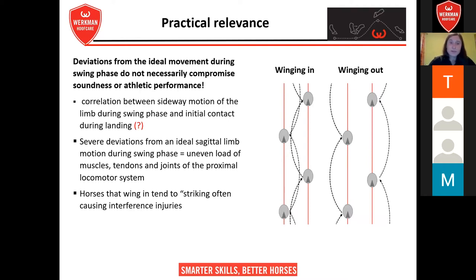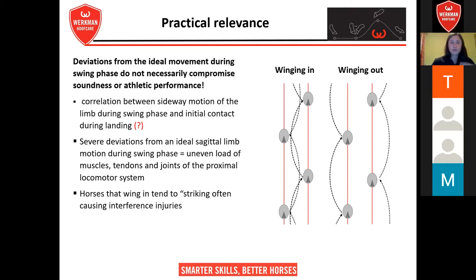But there's an agreement that usually the sideway motion of the limb during swing phase is not related to less performance, for example. So they don't compromise soundness or aesthetic performance. And there's still the idea that you have a correlation between the sideway motion of the limb during swing phase and initial contact during landing. So we are working on it to prove it, but we are not ready yet. But I think in parts it is like it. But we will see some examples where we couldn't prove it.